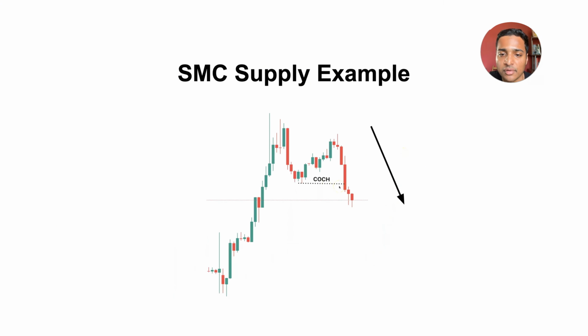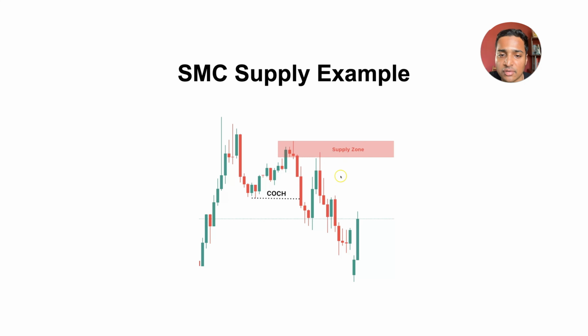Looking at the supply example, you can see we have an impulsive move, causing a change of character. The next step would be to mark the supply zone at the last candle before the impulsive move. As you can see, price then retraced to the supply zone, filling in the entry of smart money, and the price continues much lower down. And so this supply zone would have been a prime zone to short at.